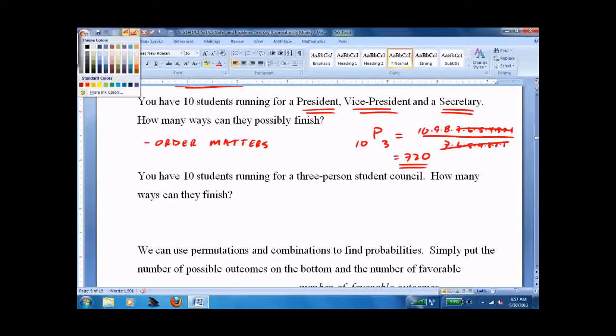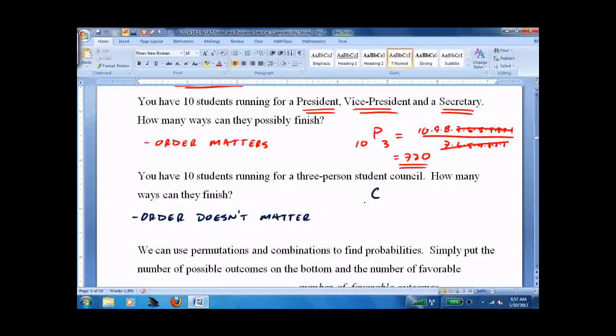However, if those 10 people were running for student council, councilman 1, 2, and 3, where it doesn't matter who comes in first or third, we should have a lot less. Order doesn't matter. So we get a combination with 10 and 3. It's the same thing we just had, and I'll just write the 720. But now we have 10 minus 3. We also have to have 3 times 2 times 1. Now there's only 120 different ways. A lot less. That's how the math works out.